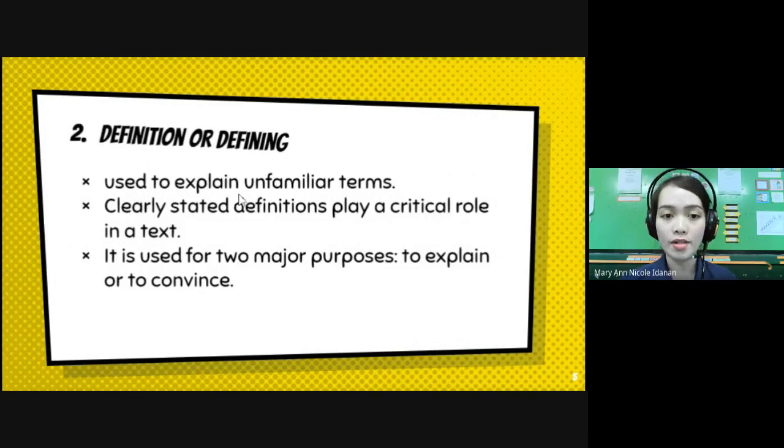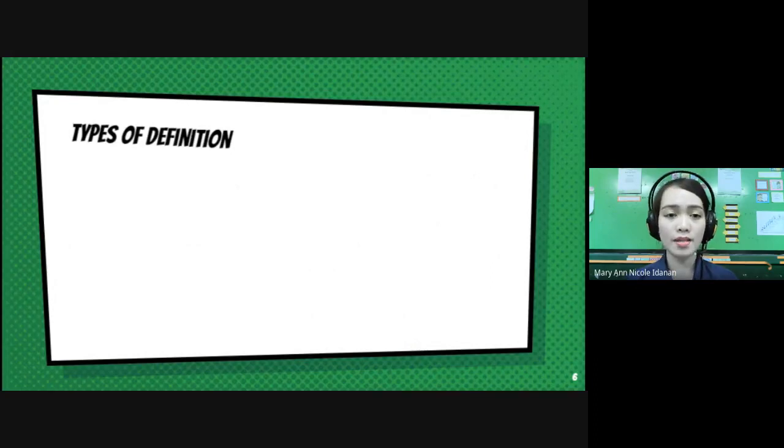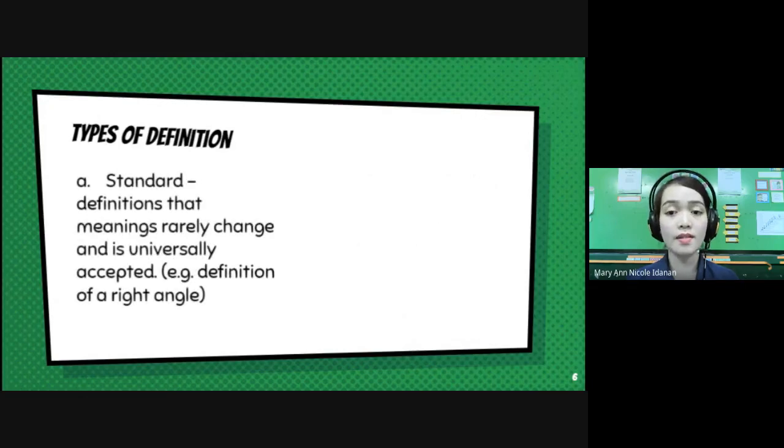So for example, class, there is an unfamiliar term or there is a new word that you have to explain to everyone because everyone is not well informed about that word. So you have to create an academic writing that is defining that word. And class, we have five types of definition. The first one is the standard.